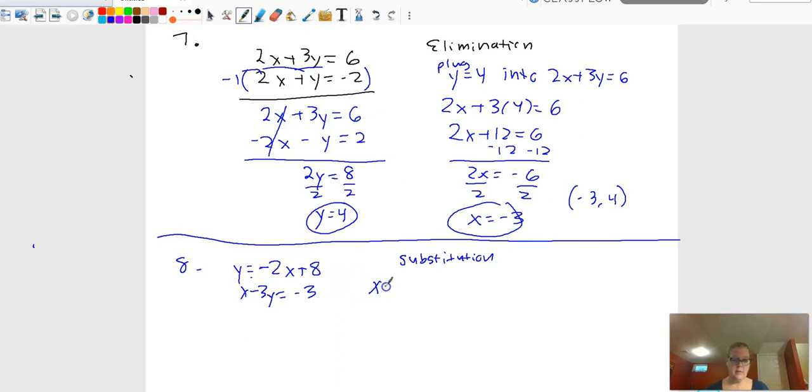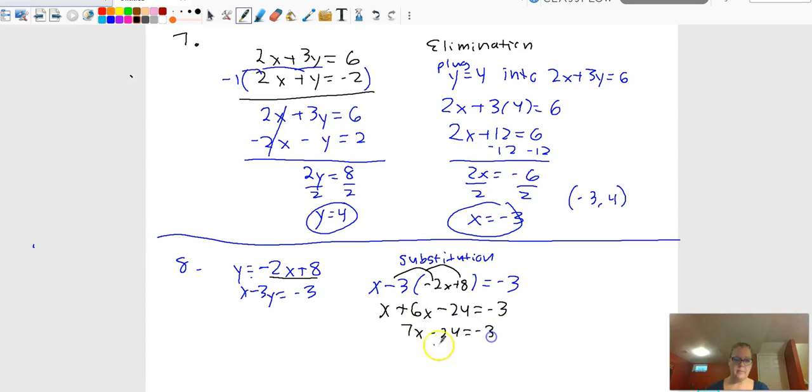So it's x minus 3 times whatever y represents equals negative 3. And our y is represented by negative 2x plus 8. So we are going to distribute this negative 3, and it's going to be x, negative 3 times negative 2, which is positive 6x, negative 3 times positive 8, which is negative 24, equals negative 3. Add 24 to both sides. 7x equals 21. Then I have my x value of 3.